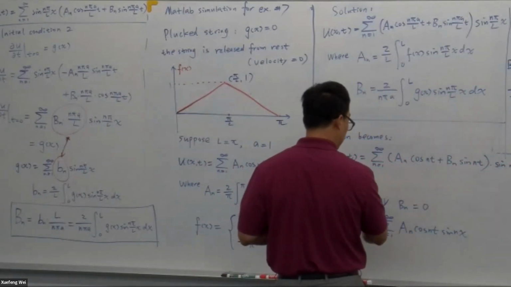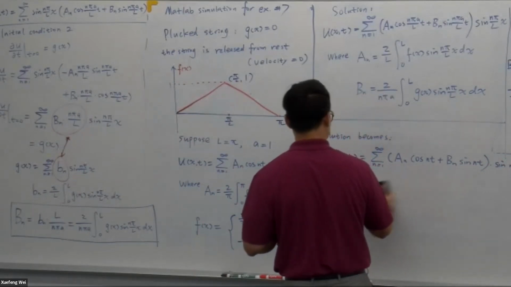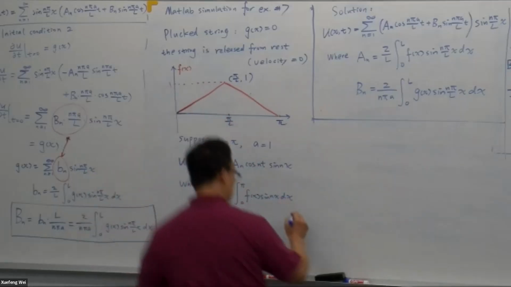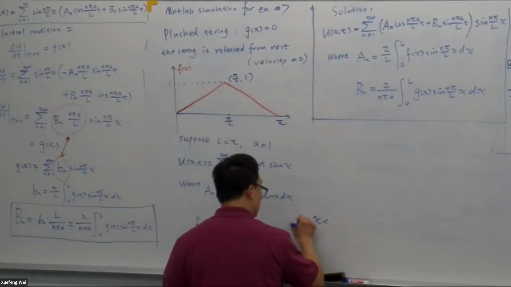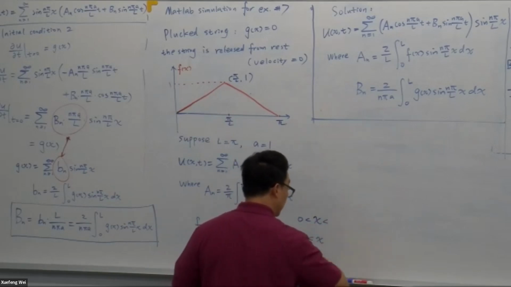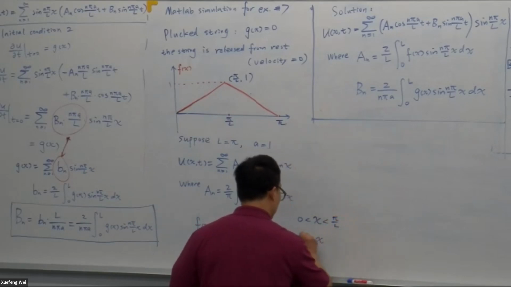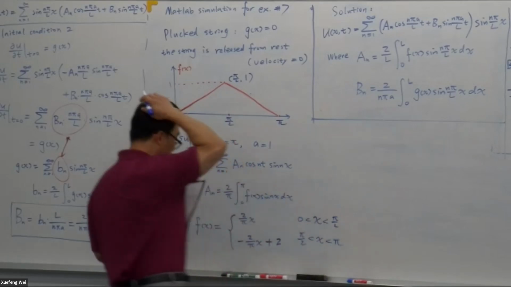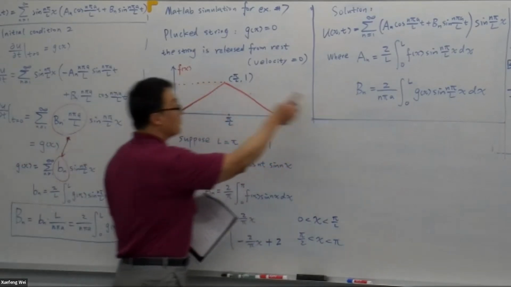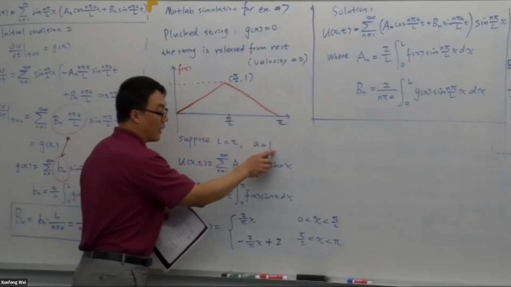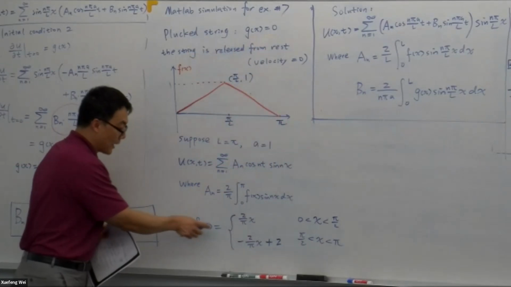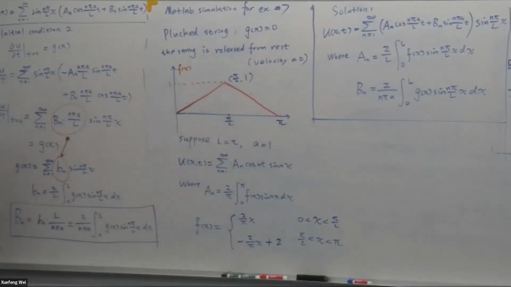Okay, so this is my solution. This is for x from 0 to pi over 2, and this is for pi over 2 to pi. So this is actually our solution, because L equal to pi, a equal to 1, and gx equal to 0, so it reduces to this. Our fx is specific to this particular initial position.